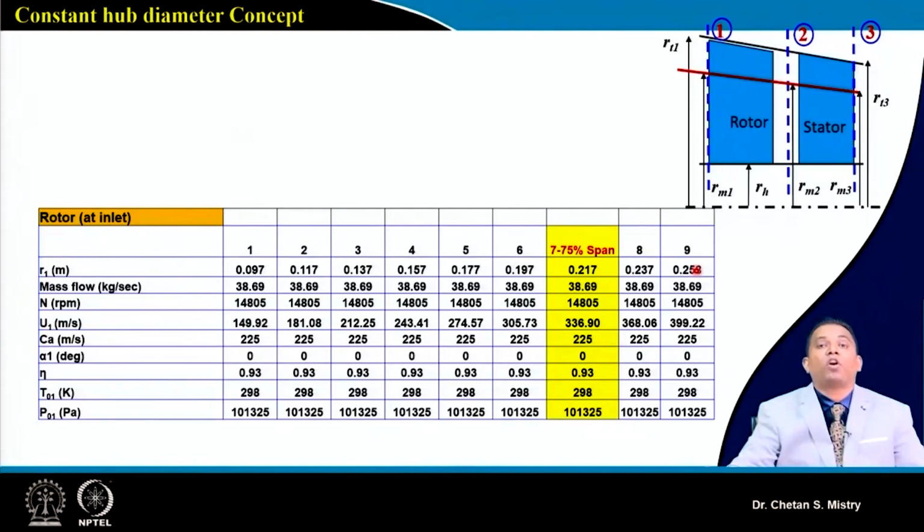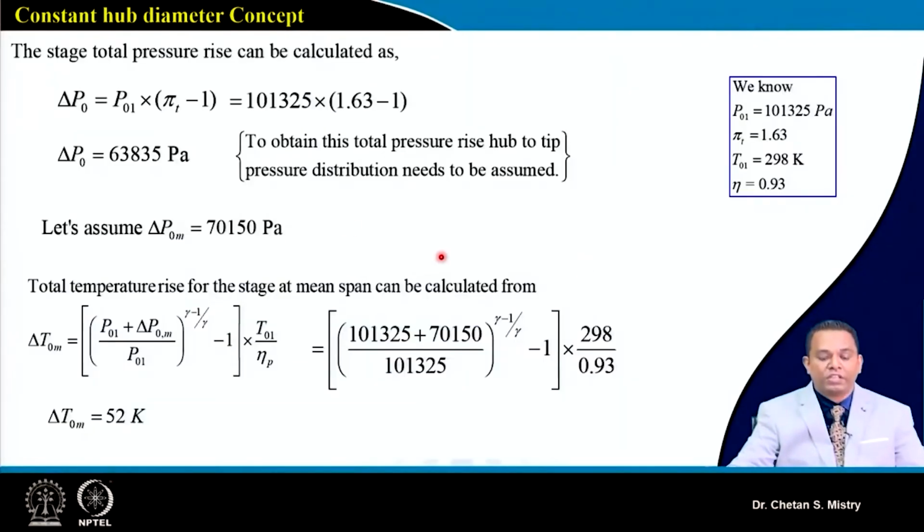So make a habit of writing R1 and R2 separately, and R3 also separately, when you are doing your design for the stator. Otherwise there are chances that you will make a mistake. Which radius to select is always very important. So at say 75% span, it is coming 0.217. Now here this is our design requirement, so we will be initiating our design at the mid station.